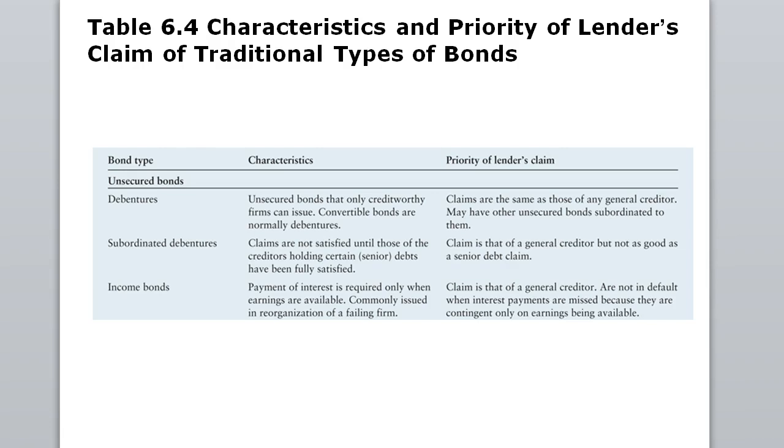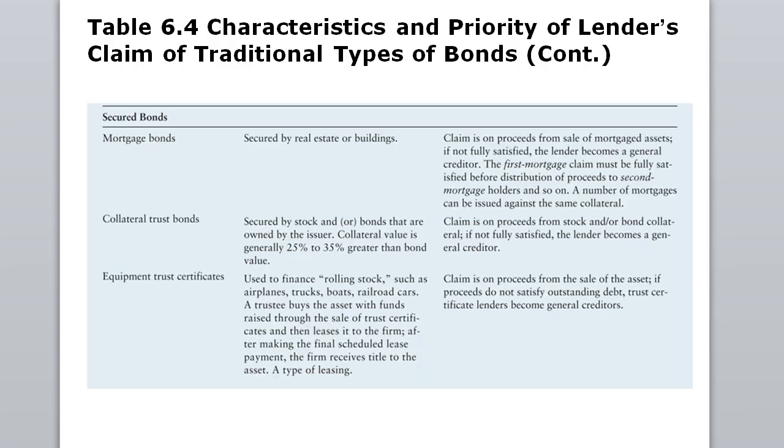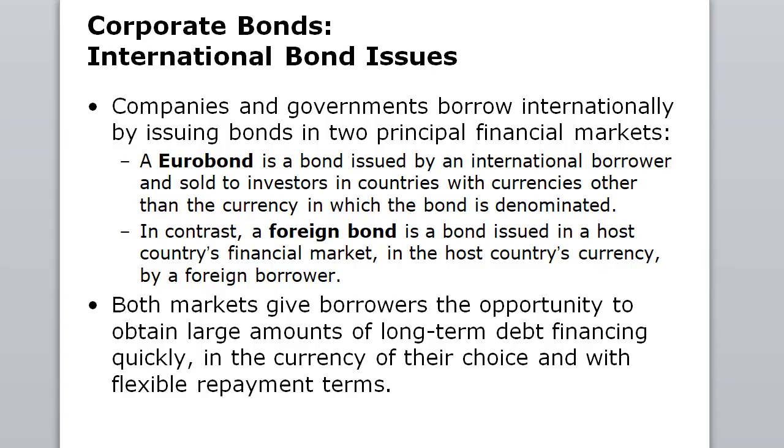So these are different types of unsecured bonds. Now, secured bonds, like mortgage bonds, are secured by real estate. Collateral trust bonds are generally secured by the stock owned by the corporate parent of the bond. And then equipment trust bonds are backed up by the equipment, inventory, or physical assets the company owns. So if they don't pay the bond, you get their assets.